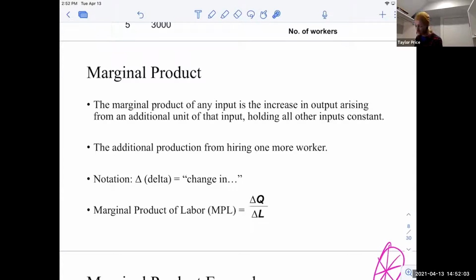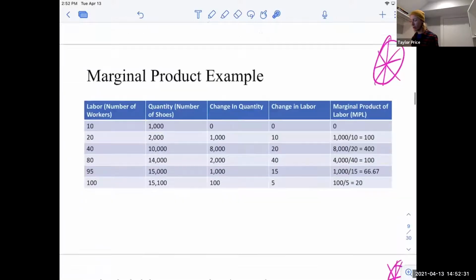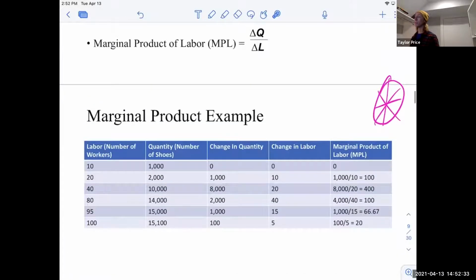Just a note here, the delta that we see just means change in. So when you see a delta Q, all we're really saying is the change in quantity, and the change in labor. For the marginal product of labor, what we're looking at is the change in quantity divided by the change in labor. That's what we're trying to figure out, and we can figure that out based on something like this.